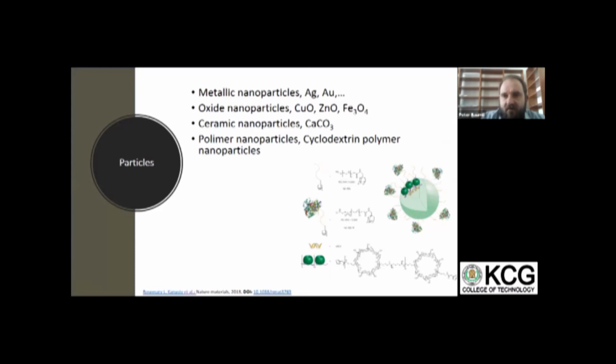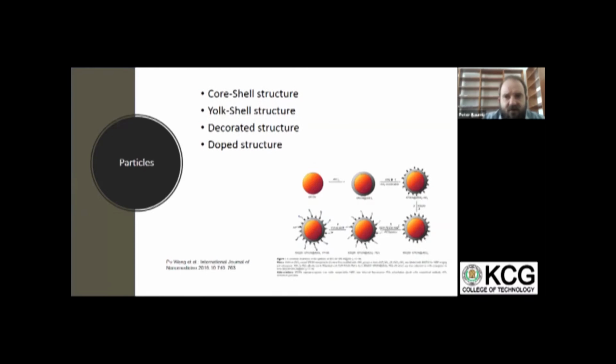According to the material, we can prepare metallic nanoparticles, for example pure silver or gold, or compound nanoparticles, for example oxide nanoparticles. The most important is zinc oxide, or any other compounds, for example ceramic nanoparticles or polymer nanoparticles. And we can decorate the surface of these nanoparticles, as you can see in this figure. When the nanoparticle is prepared, the surface is decorated because we would like to modify the behavior of this nanostructure.